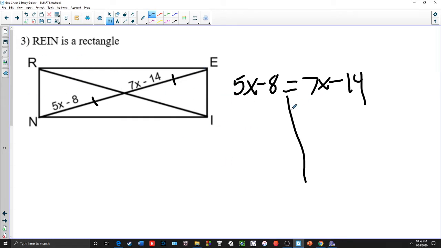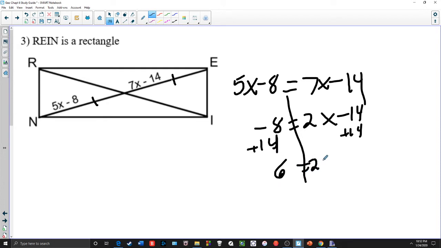So we subtract 5x from both sides, we get negative 8 equals 2x minus 14. Then we add 14 to both sides. We get 6 is equal to 2x. And we divide by 2, and we get 3 is equal to x.